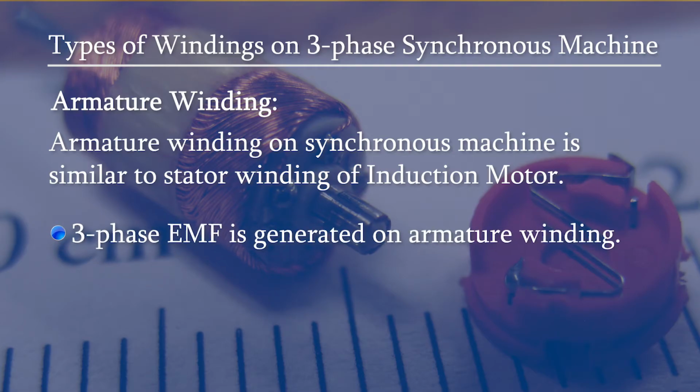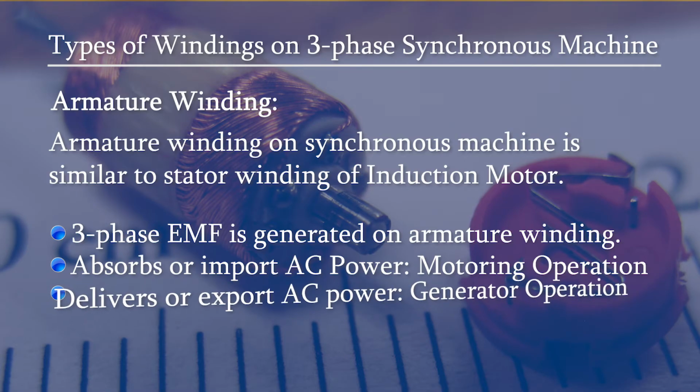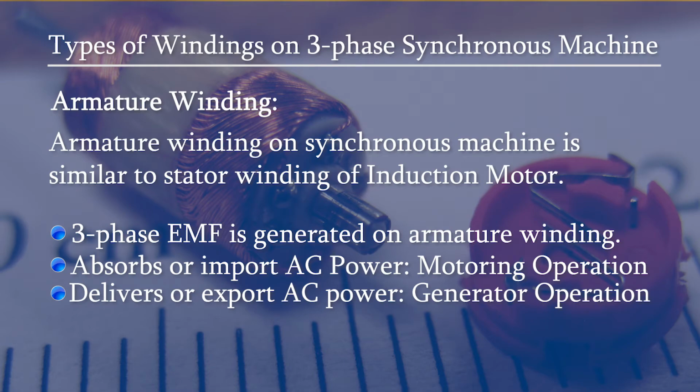A three-phase EMF is generated on the armature winding. It absorbs or imports AC power. When it absorbs AC power, it is the motoring operation. The armature winding can also deliver or export AC power. When it delivers the AC power, then it is the generator operation.